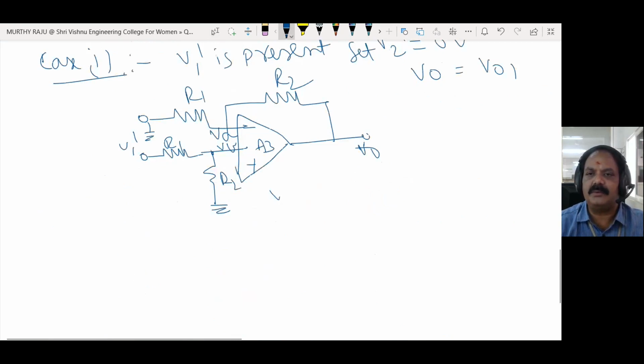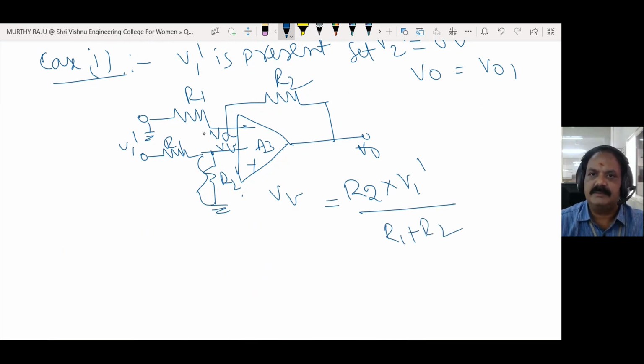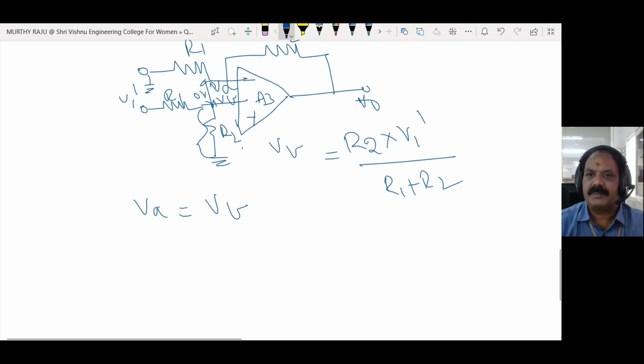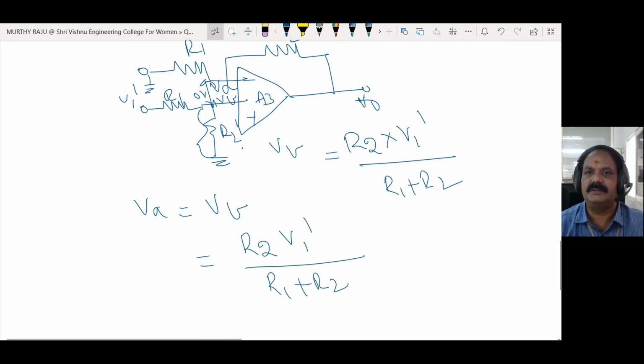According to voltage division, voltage across this R2 is VB. VB is equal to R2 into V1 dash by R1 plus R2. The voltage applied between this is 0 volts. Therefore, VA is equal to VB. VB is equal to R2 into V1 dash by R1 plus R2.